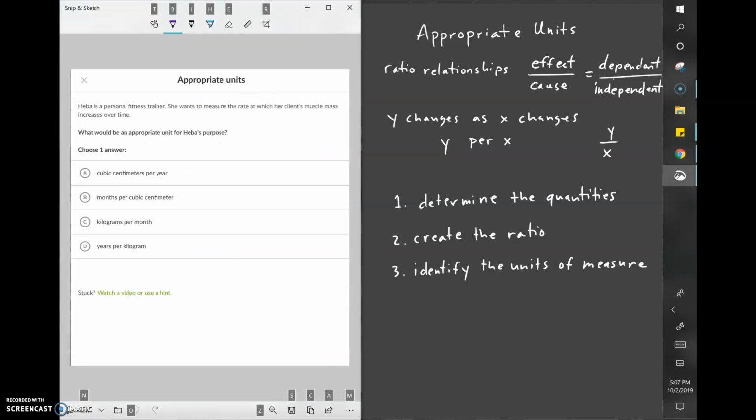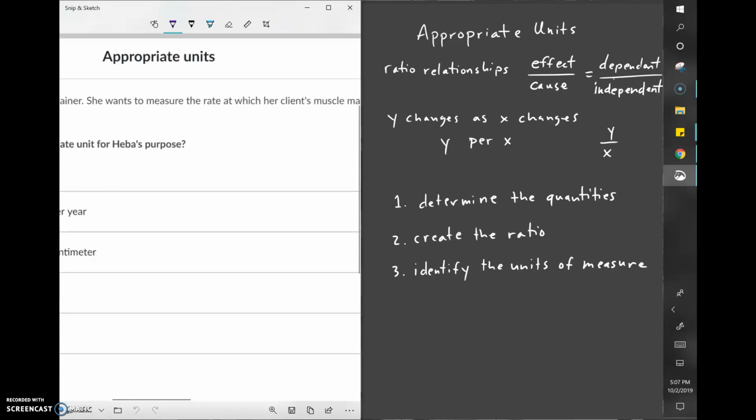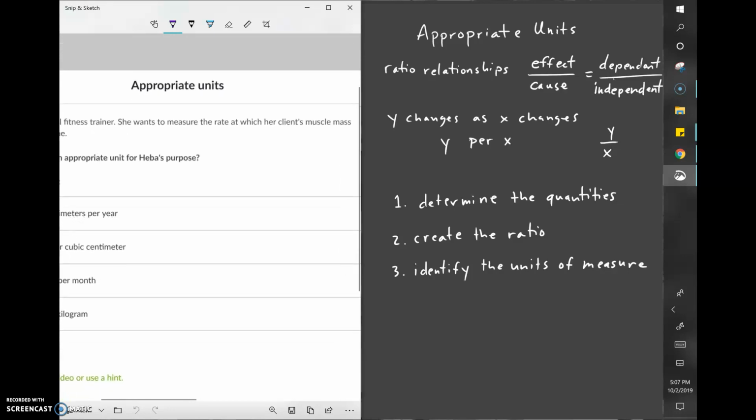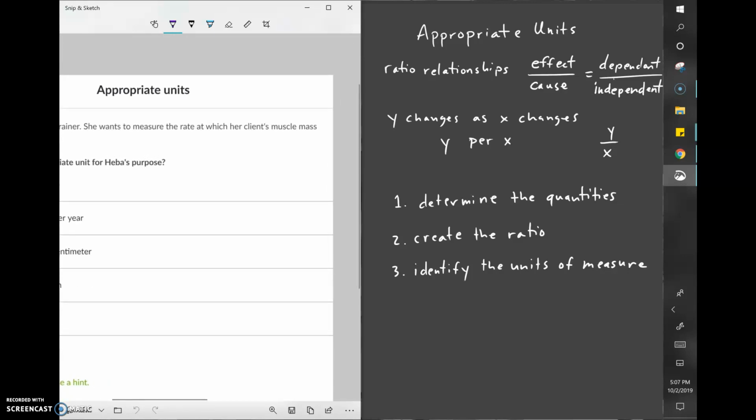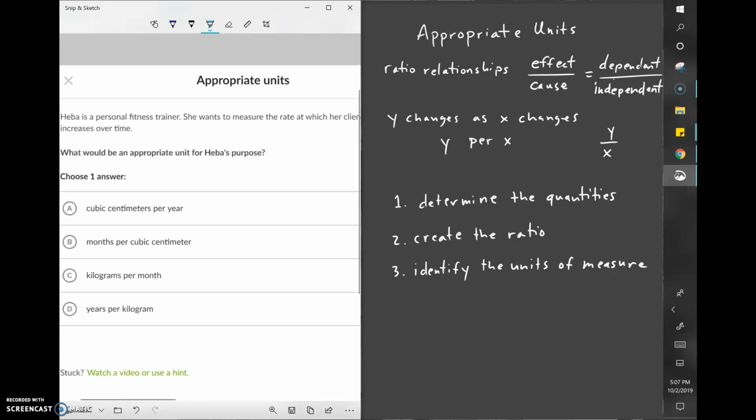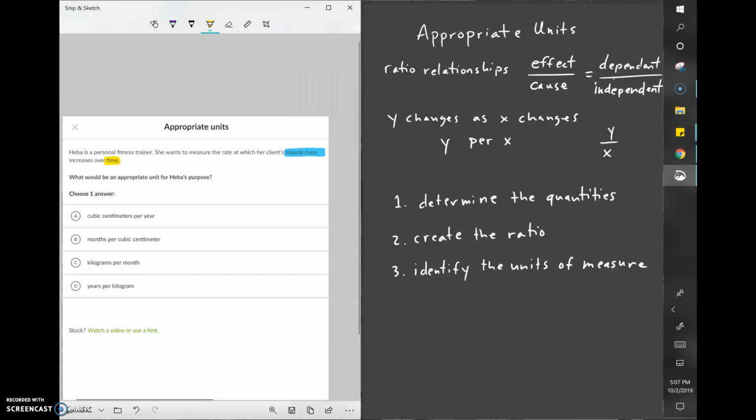Boom. Heba is a personal fitness trainer. She wants to measure the rate at which her client's muscle mass increases over time. So let's go ahead and identify the two quantities. It looks like she wants to measure the rate at which her client's muscle mass, so muscle mass is one of the quantities, and over time. I mean, that's literally telling us what the fraction is, right? It's literally saying, put muscle mass and put that muscle mass over time.